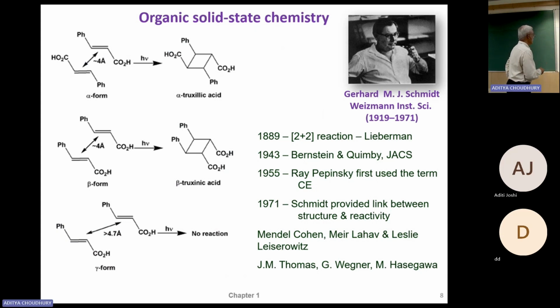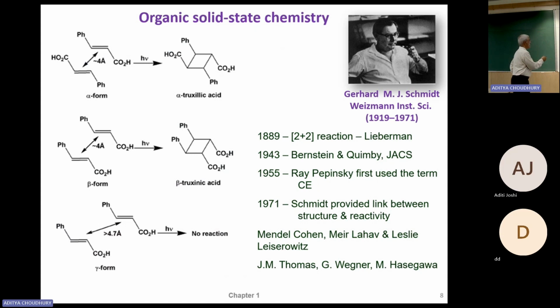So first he predicted how chemical reactivity will depend on the packing. He crystallized cinnamic acid in 3 different solvents. He got 3 different polymorphic modifications. This is the structure of cinnamic acid. You see the alpha form, the beta form and the gamma form.